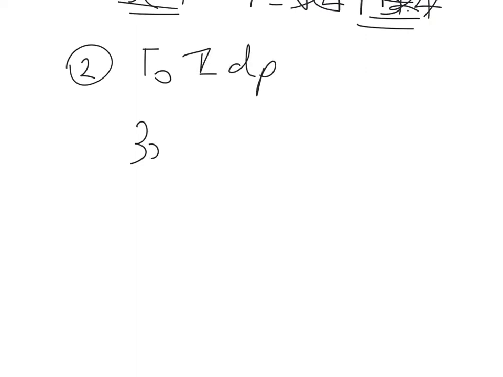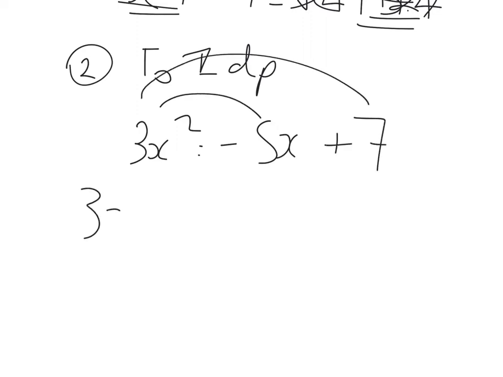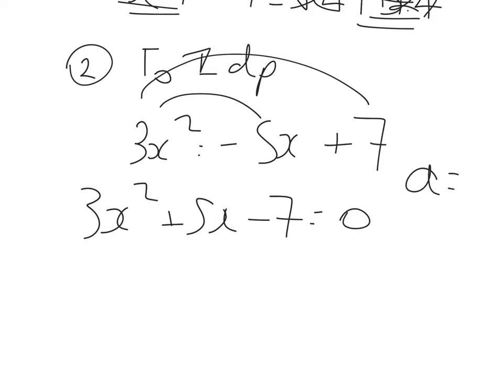Question 2. Solve correct to one decimal place. 3x squared is equal to minus 5x plus 7. So the first thing that I need to do to solve the quadratic equation is bring everything across and make it equal to 0. So it's 3x squared plus 5x minus 7 is equal to 0. I can then identify a, b and c. So a is equal to 3, b is equal to 5, c is equal to minus 7.